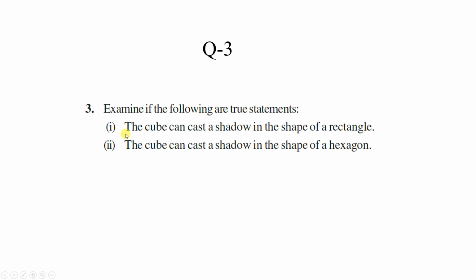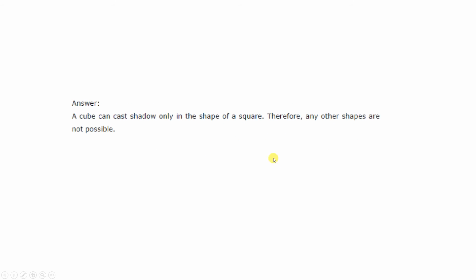So the first statement says that the cube can cast a shadow in the shape of a rectangle. It is a false statement. And second, the cube can cast a shadow in the shape of a hexagon. It's also a false statement. So the answer is, a cube can cast a shadow only in the shape of a square. Therefore any other shapes are not possible.